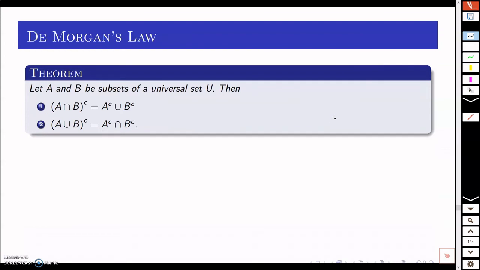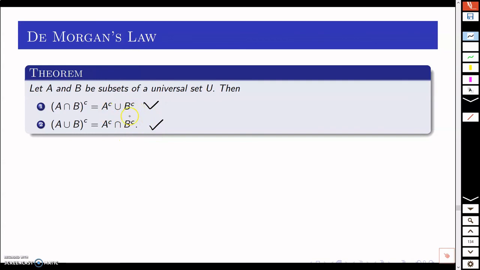Next is De Morgan's laws. You must have already come across this in your 12th standard, but let me quickly go through it. This says that for any two subsets A and B of a universal set U, A intersection B complement is A complement union B complement, and A union B complement is A complement intersection B complement. Both of these hold true.